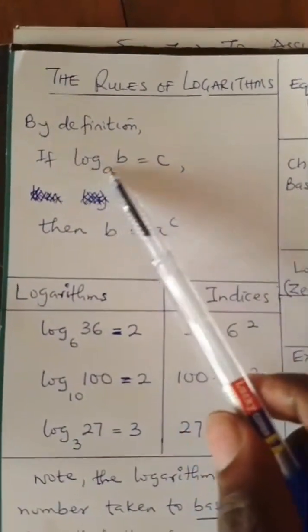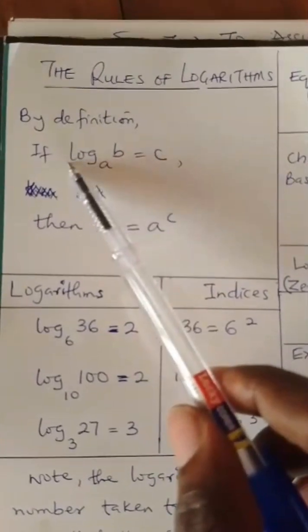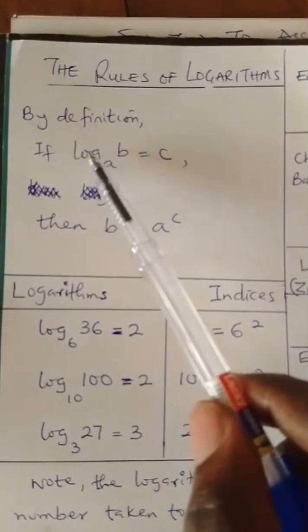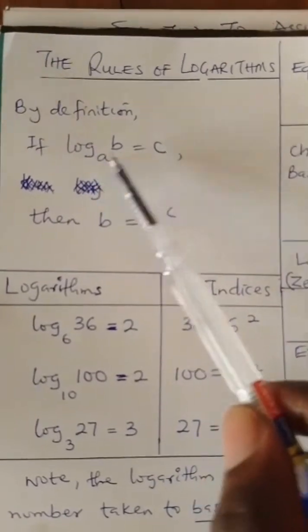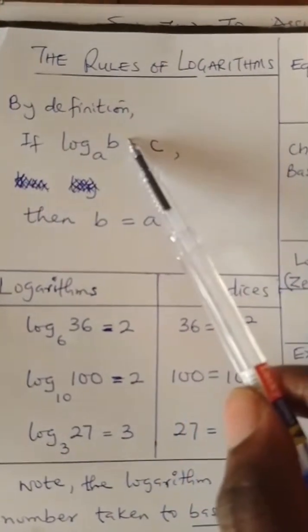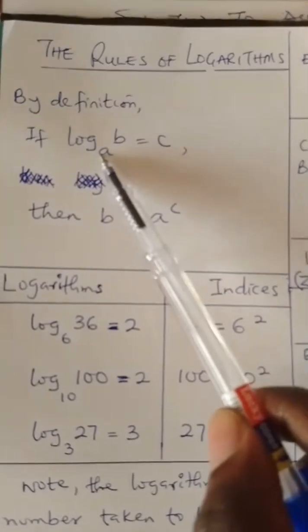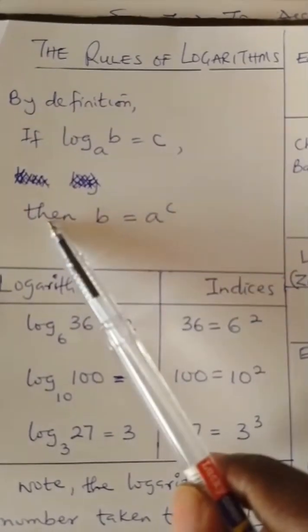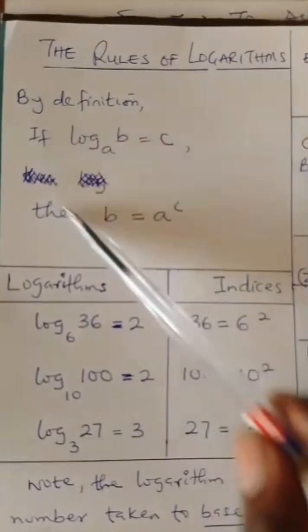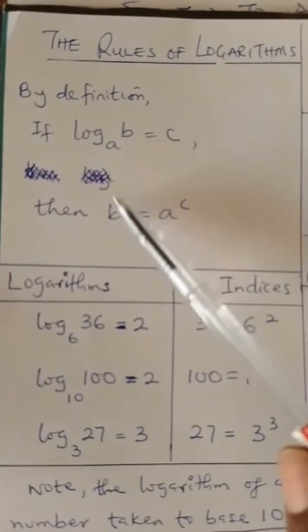By definition, if log b to the base of a is equal to c, this is read as log b to the base of a equals c. If the logarithm of a number b to the base of a is equal to c, then b is equal to a raised to the power of c. So this is the definition of logarithm.